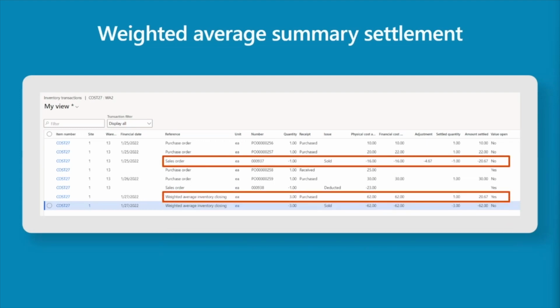The positive transaction in the set, or the receipt, matches the settled cost of the financially updated issues that occurred during the period. In this case, there is only one sales order that is financially updated, so our weighted average inventory close transaction is valued at $20.67.